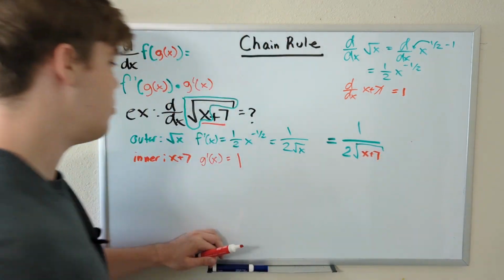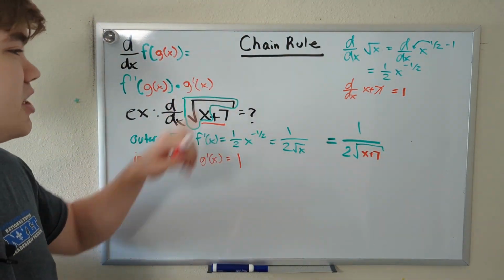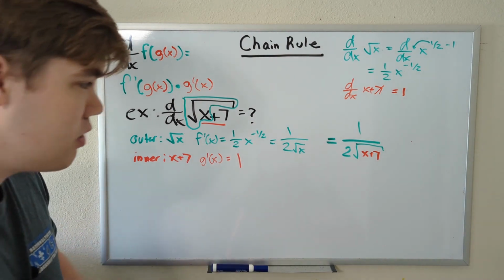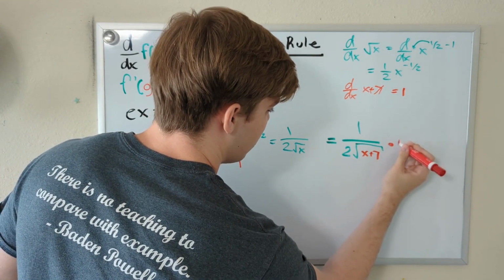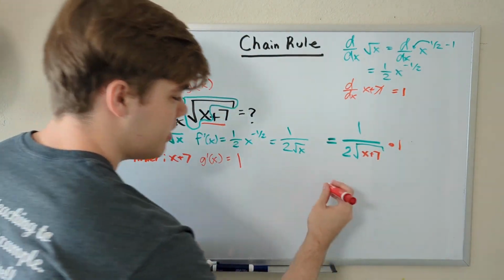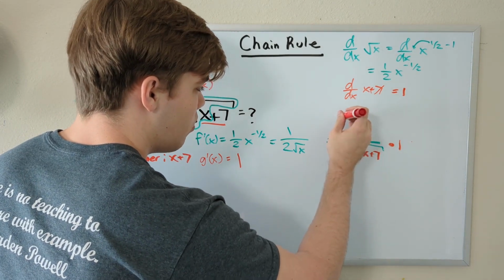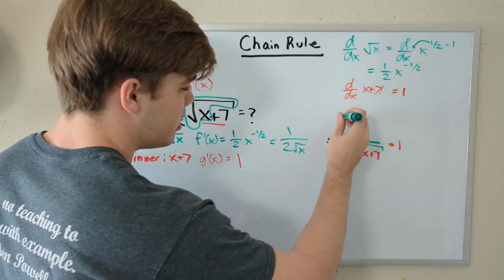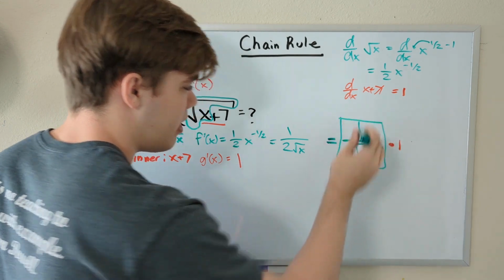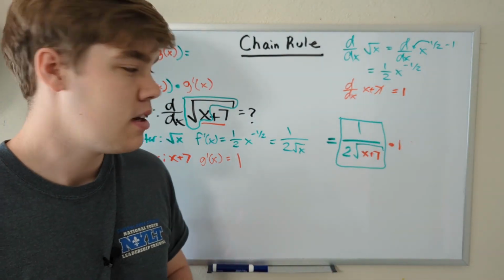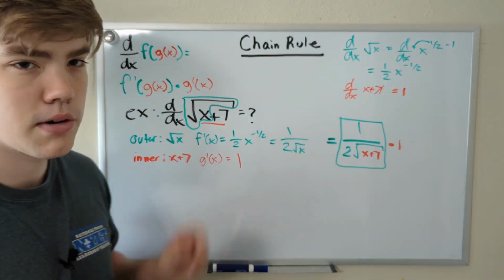And then, at the end, we need to multiply all of this by g prime of x, and g prime of x is just 1. So we can just multiply this all by 1. So our derivative is just equal to 1 divided by 2 times the square root of x plus 7, because multiplying by 1 doesn't actually change anything. And that is the answer to the derivative of the square root of x plus 7.